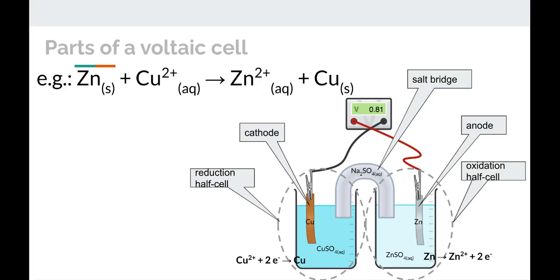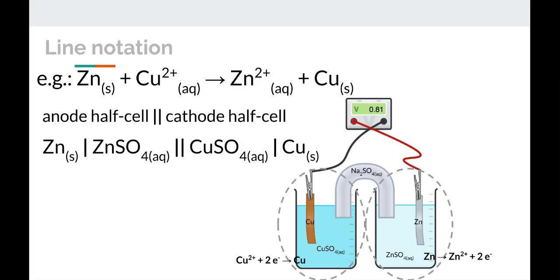And then I've already referred to the little tube with an ionic compound that's in aqueous solution in the middle. That's called the salt bridge. Instead of drawing pictures all the time, sometimes people use what's called line notation as a kind of shorthand for describing these voltaic cells. Here's how it works.